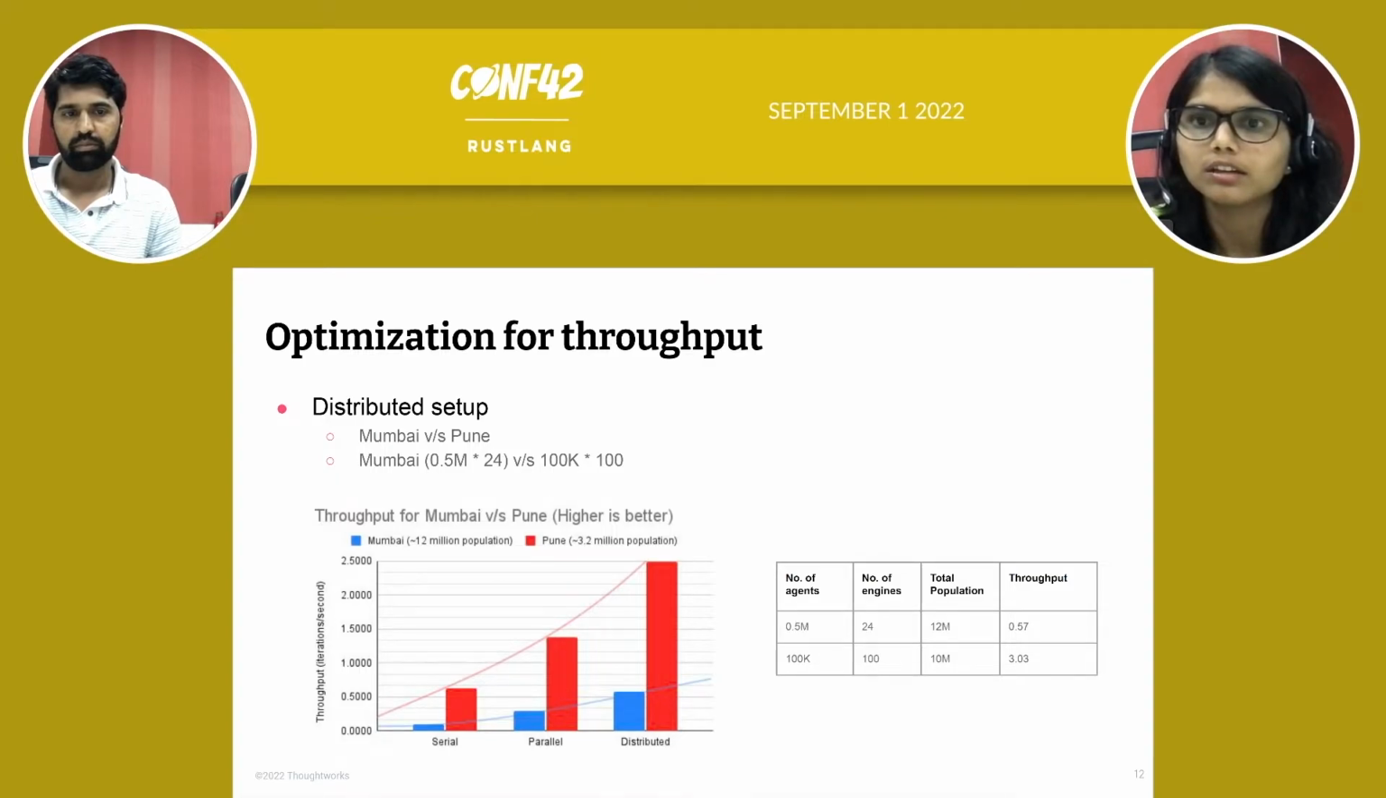Another way is, as we already saw, Mumbai has 12 million population, and we divided it in the distributed mode ward-wise, where each engine had a population of around half a million, and there were 24 wards. But we can go a little further, reduce the population per engine and increase the number of engines. We tried 100k population per engine with 100 engines, which again sums up to 10 million, near the 12 million. Our throughput is actually 6 times better as compared to the Mumbai throughput. And that's where the distributed mode helps us a lot.